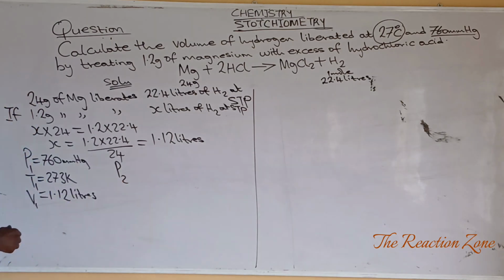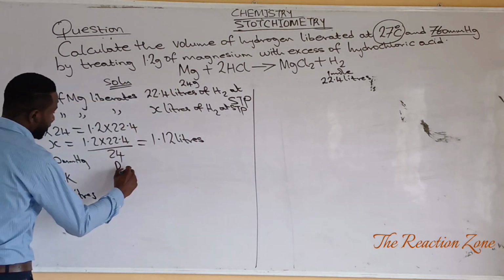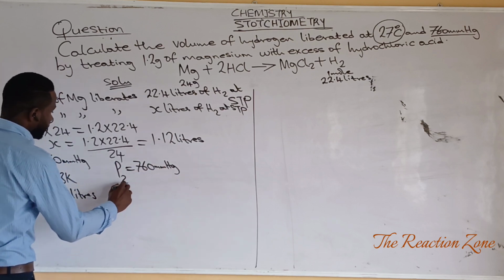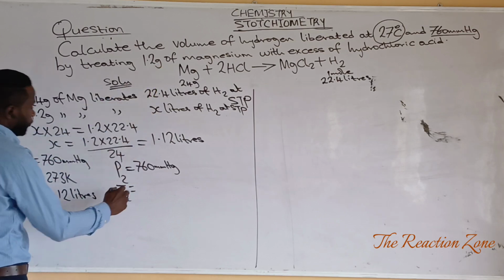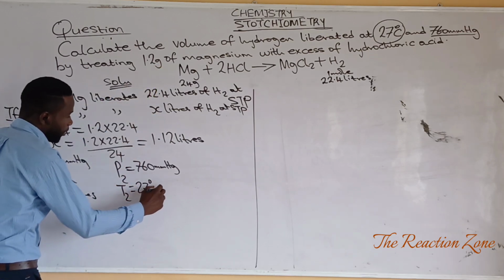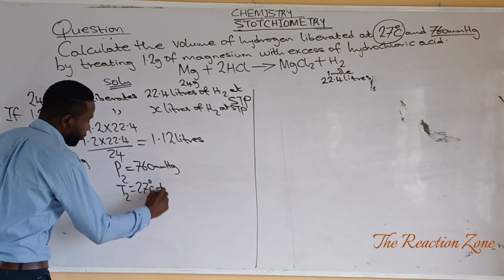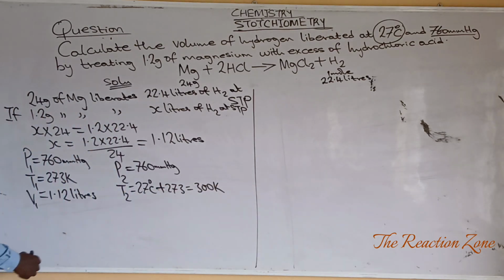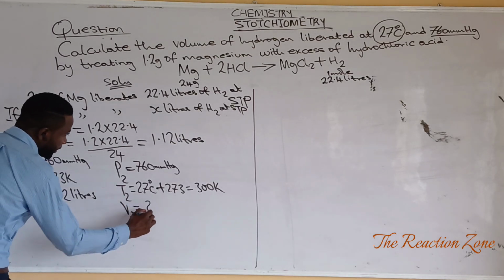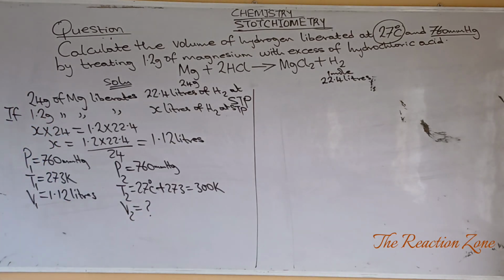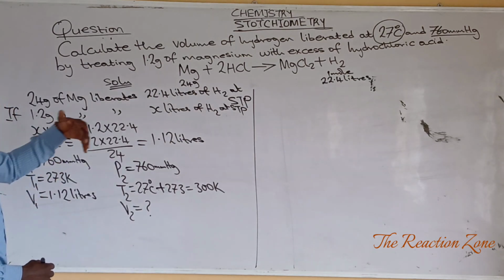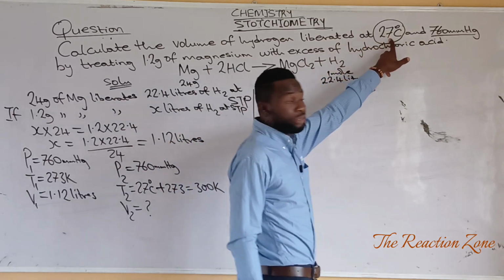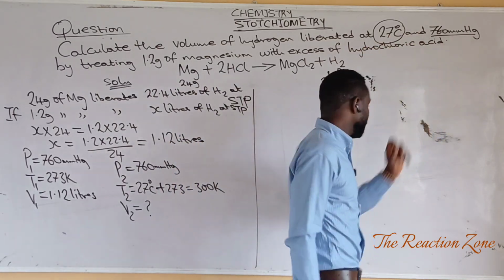Our P2, which is our final pressure, will be the pressure in question. That is 760 millimeter mercury. Our T2 is going to be the temperature in the question, which is 27 degrees Celsius converted to Kelvin by adding 273 will give us 300 Kelvin. And then V2 is the volume that we are looking for, which is the volume of hydrogen liberated by 1.2 grams of magnesium at 27 degrees Celsius and 760 millimeters mercury.